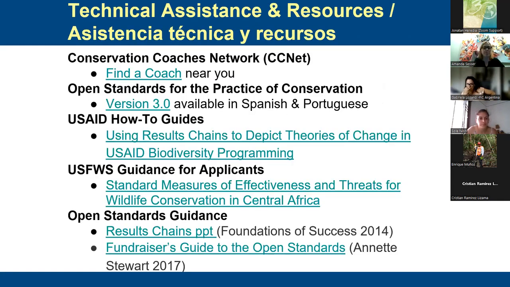Here are some links that you can click on in the slides once these are emailed out to you, to get some ideas of resources to help understand how to make results chains. The open standards is available in both Spanish and Portuguese. And again, the open standards might be a little more detailed.